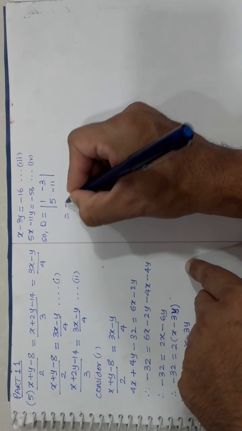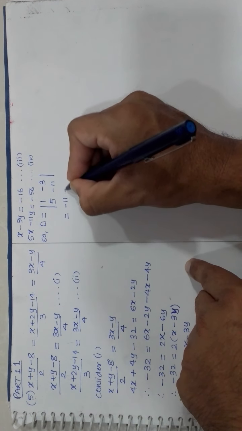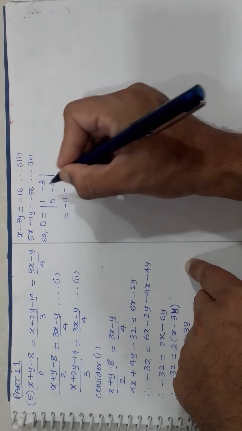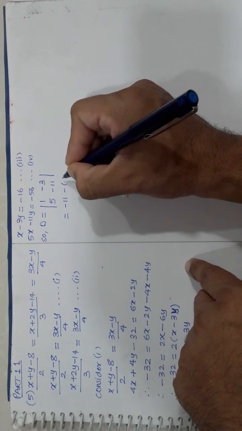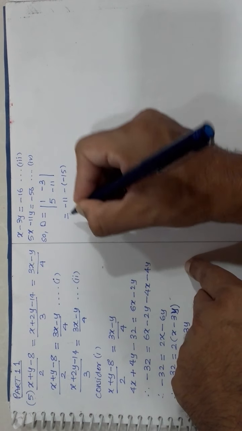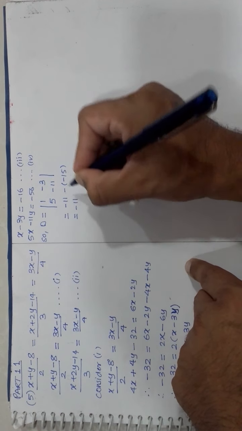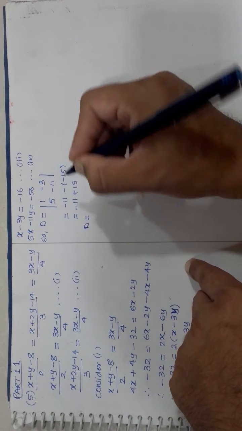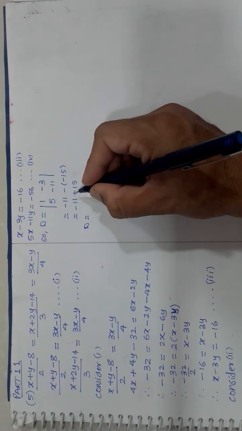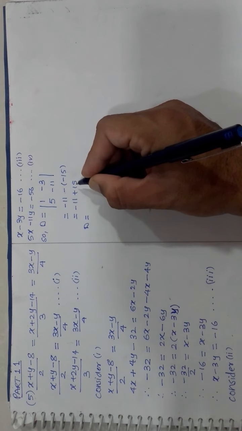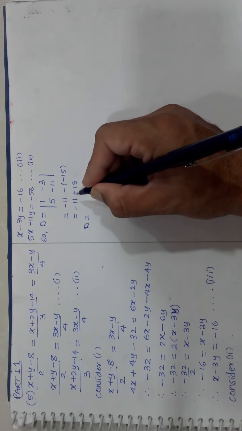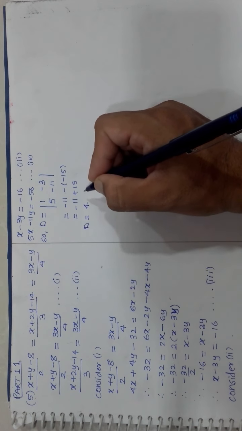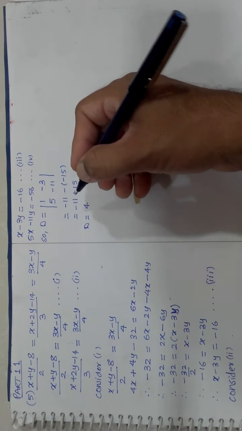1 into minus 11 is minus 11, minus sign. 5 into 3 is 15 and this minus sign, so it will become minus 15. So total it will become minus 11 plus 15. So the value of D will be equal to... the sign is different, so subtraction: 15 minus 11 is equal to 4, and the answer will have the positive sign of the larger number.